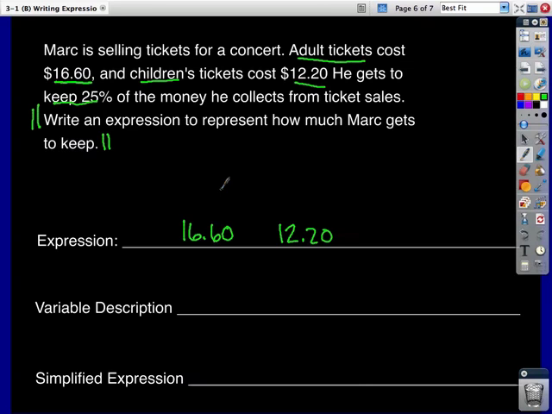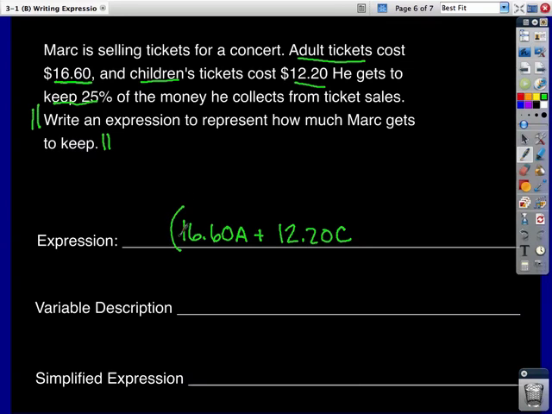So I need to plug in a letter that will represent how many tickets he sold. But I can't be sure he's going to sell the same amount of adult tickets as children's tickets. So I'm going to put an A here to represent the amount of tickets he sells for adults, and a C here to represent the amount of tickets he would sell for children. And so this would be $16.60 times the amount sold for adults plus the cost for a children's ticket times the amount sold. But it says he gets to keep 25% of all the money he collects from ticket sales.